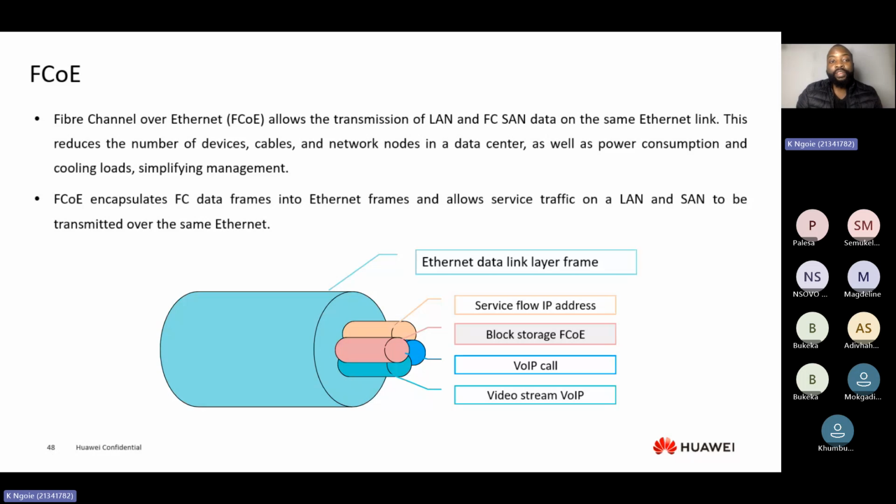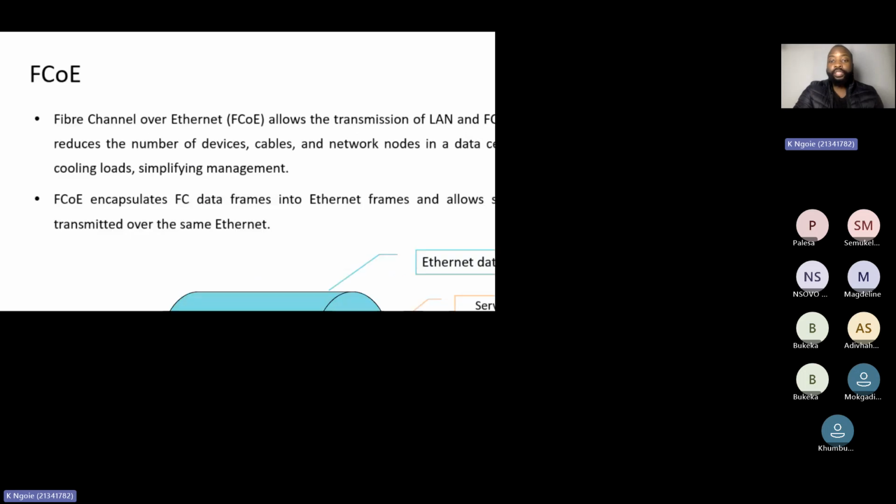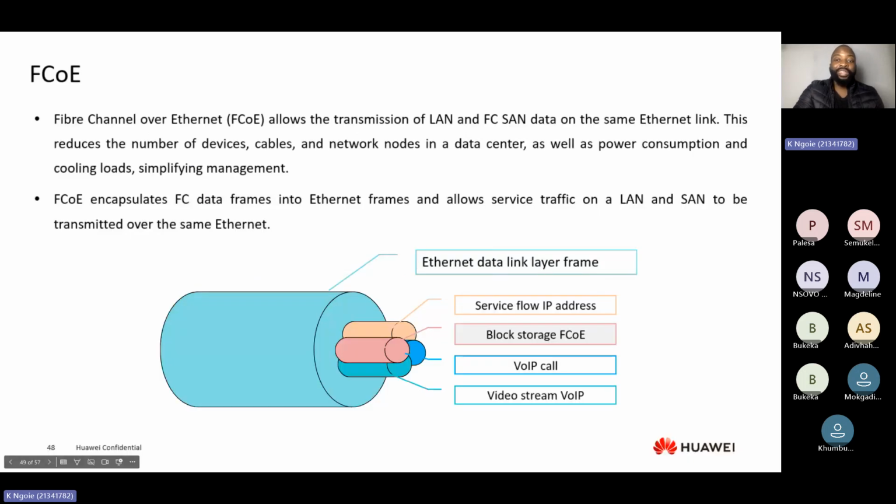Having this method of Fibre Channel over Ethernet will help reduce the number of devices and the number of cables you need to use. You have one cable that has many functions. That's one of the best options for using it. You need to understand that the main purpose is just to reduce the amount of cables, devices, and all that.